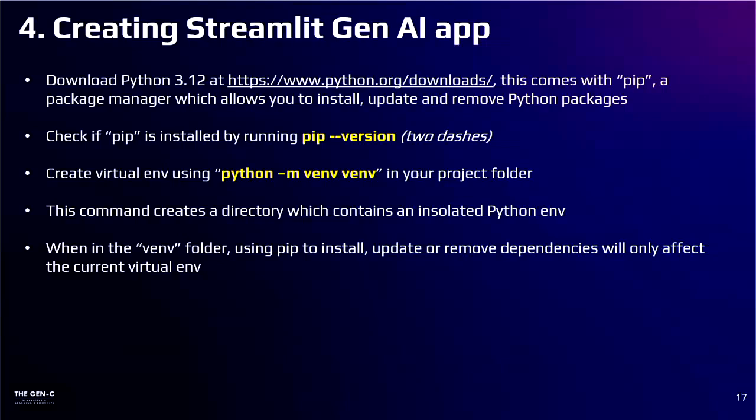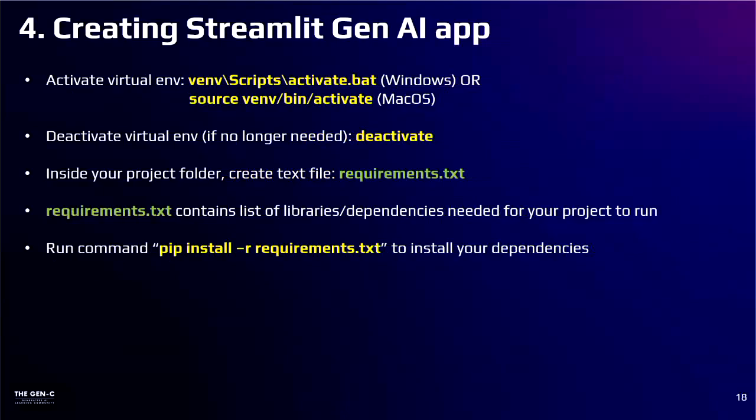So when you are in the virtual environment folder, you can use pip to install, update, or remove dependencies, and it will only affect the current virtual environment. You can activate the virtual environment using the command, which differs for Windows and Mac. If you don't need the virtual environment, you can deactivate, right? Then you need to create a requirements.txt file, which, if you're not aware, contains the Python dependencies, the so-called libraries. To actually install the libraries in the requirements.txt file, you just run the command as shown above.